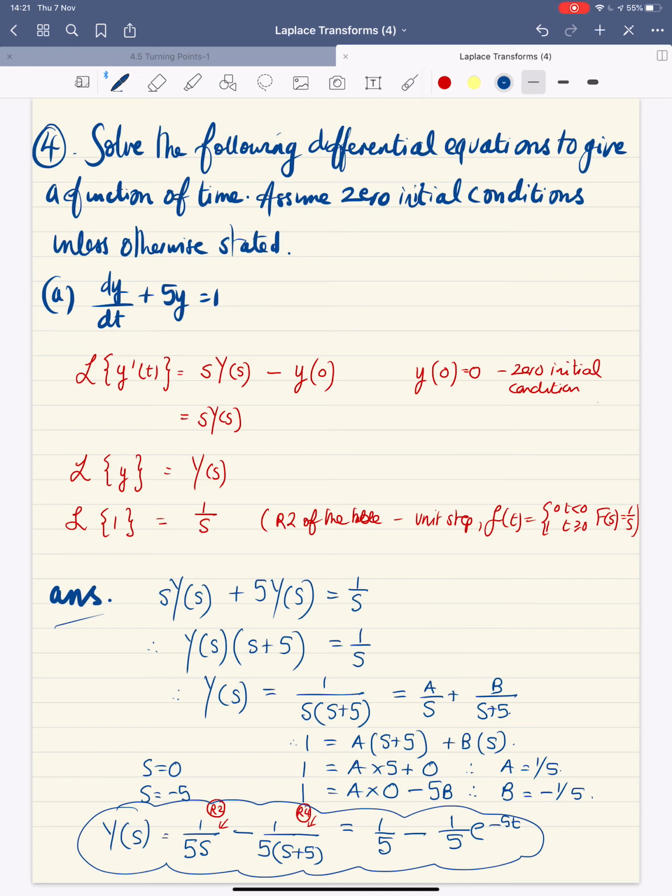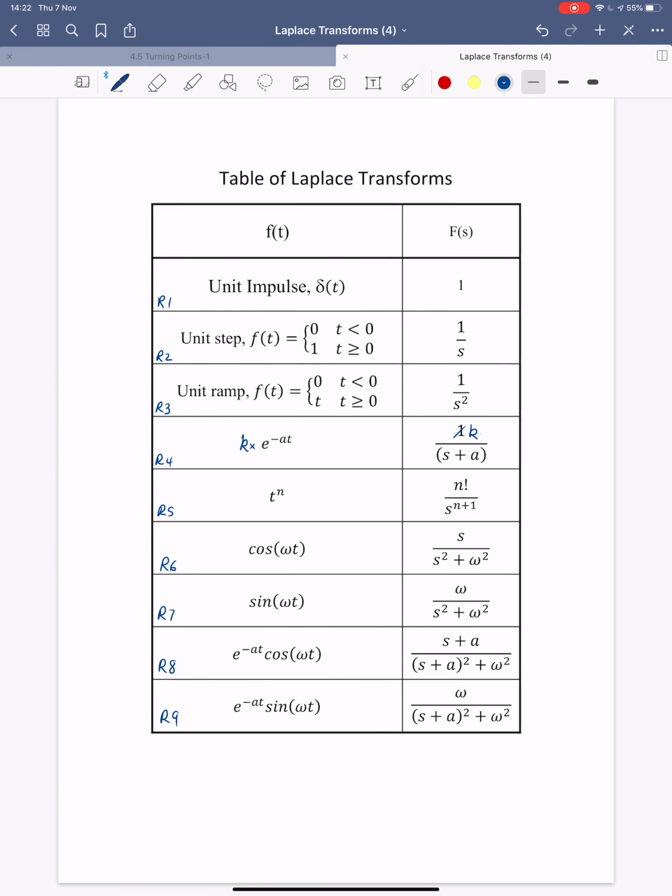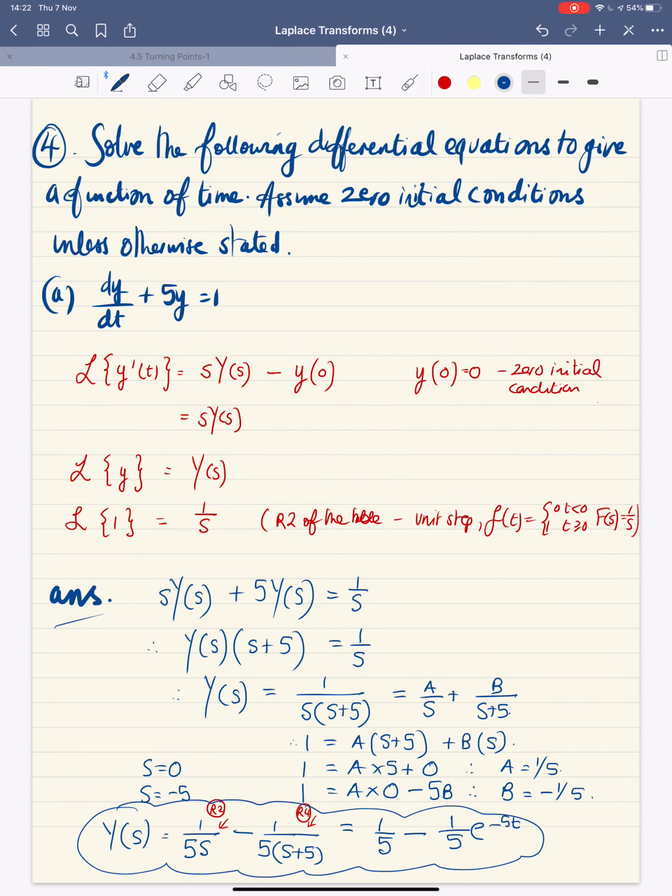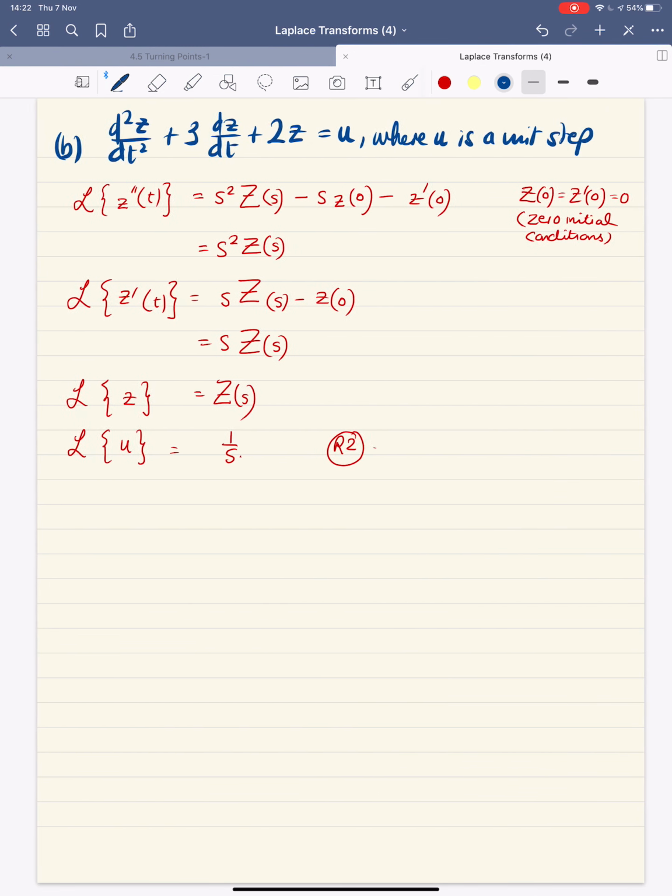Just check in with the answer from the mark scheme. 1 over s is 1, and then yes. Right, good. Right, I left some more space for that.